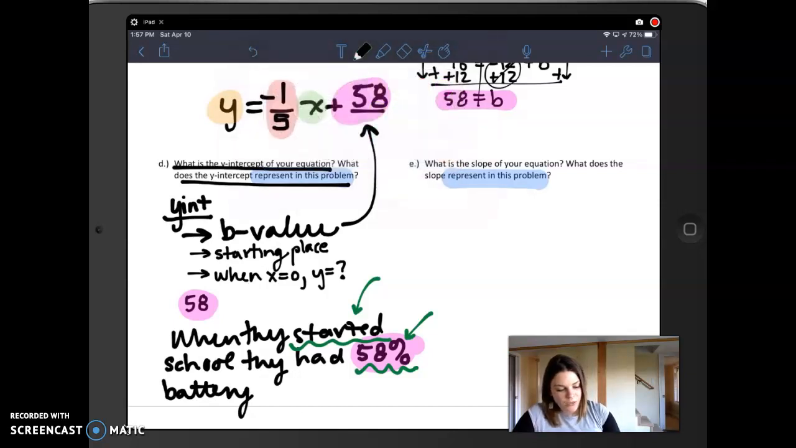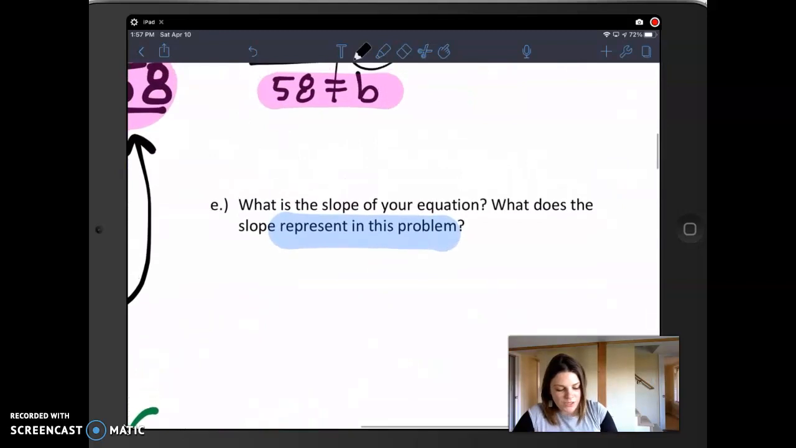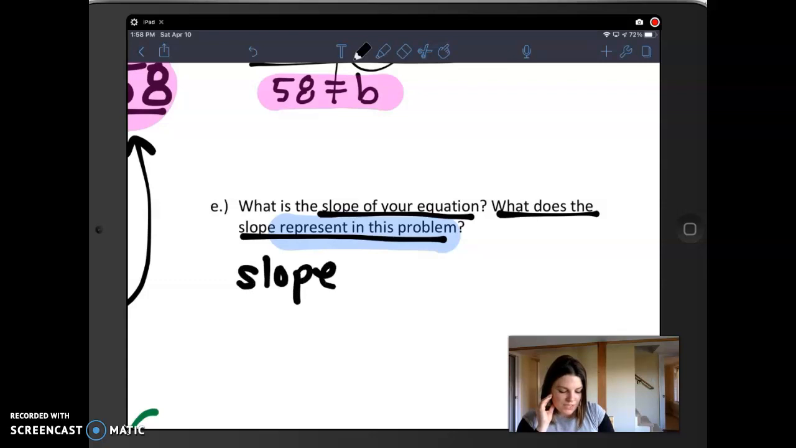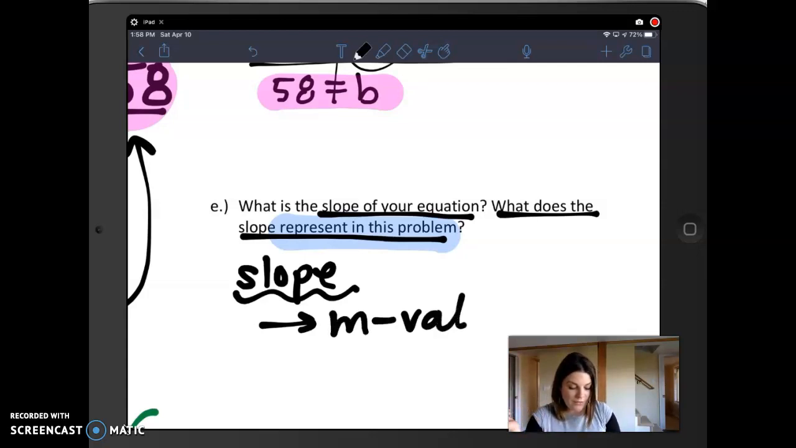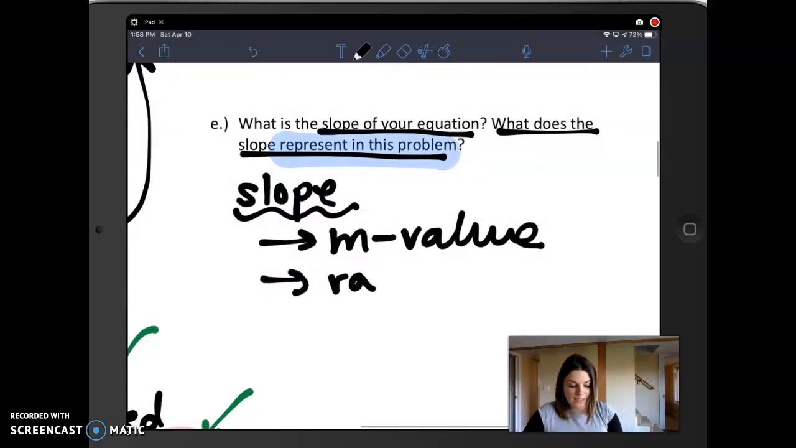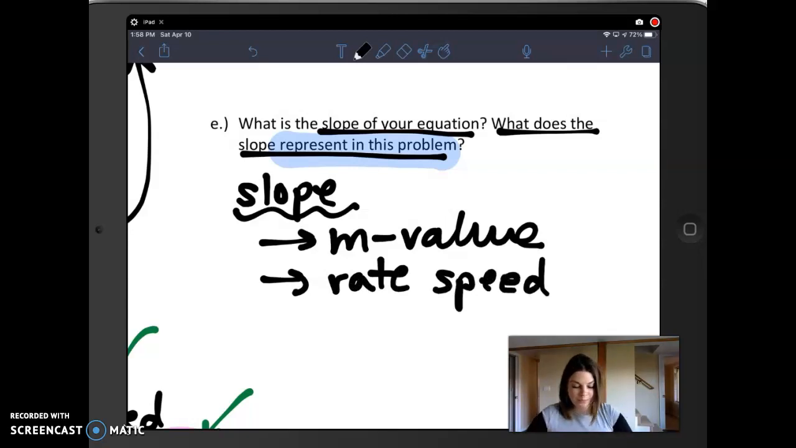The next one is the same kind of question. It says, what is the slope of your equation? That's very simple, right? We could just look at the equation and figure that out. But here's the hard part. What does the slope represent in our problem? So the word slope, we can say what it means a few different ways. In our equation, the slope is m, right? So the m value. Sometimes we're going to talk about slope as being a rate or maybe a speed at which something is happening.